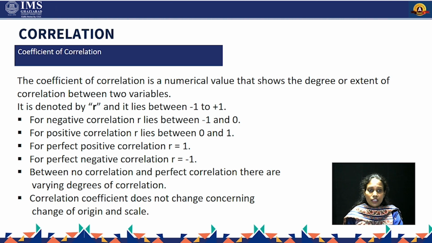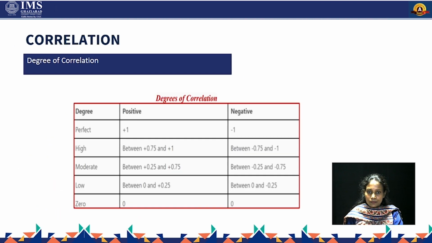Now, coefficient of correlation. The correlation coefficient is a numerical value that shows the degree or extent of correlation between two variables. It lies between -1 and +1. For positive correlation, it lies between 0 and 1. For negative correlation, it lies between -1 and 0. For perfect correlation, it is 1, and for perfect negative correlation, it is -1. The correlation coefficient doesn't change with change of origin and scale.